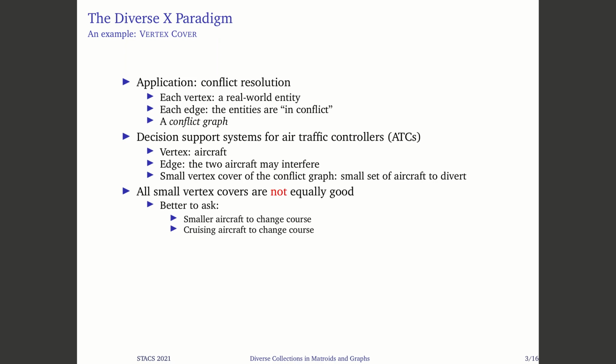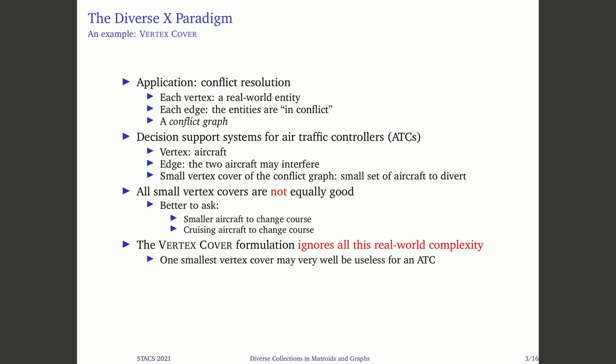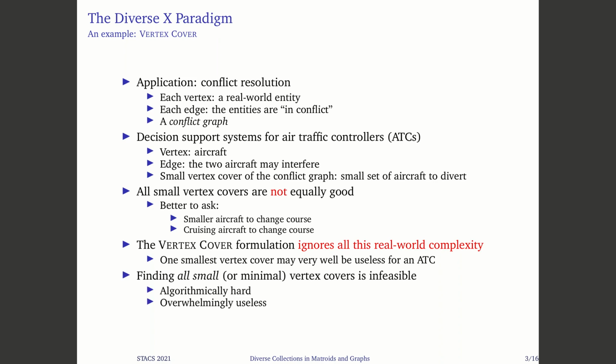Now, if you think for a bit, it will become clear that all small vertex covers of a given conflict graph in this situation are not equally good. The vertex cover formulation ignores all of this real world complexity and just focuses on which two aircraft are in conflict. So one smallest vertex cover of this conflict graph may actually be totally useless for an ATC to solve their real world problem.